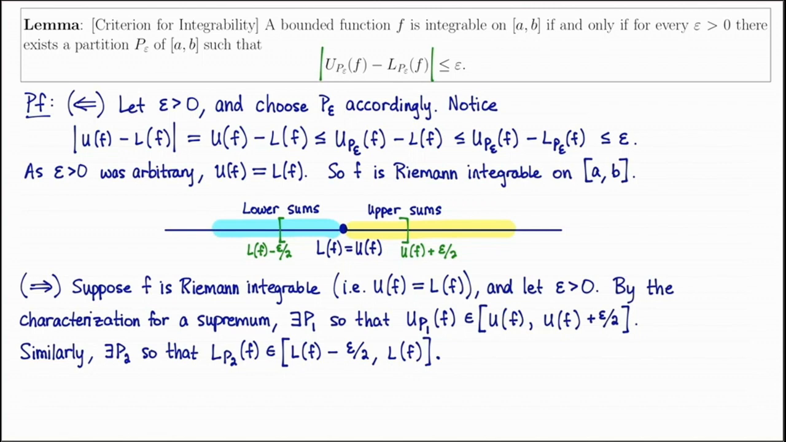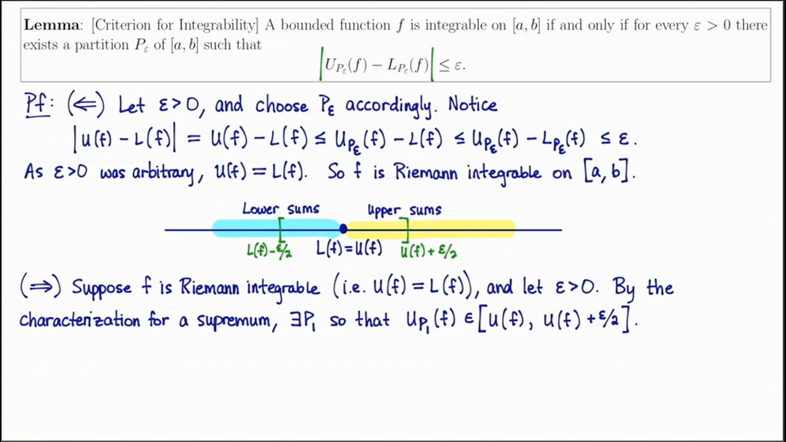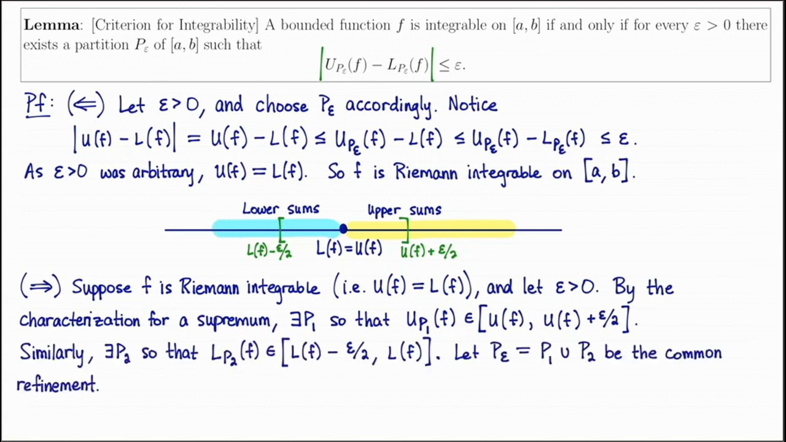We have two partitions and we're trying to get to one good partition. So let's take the common refinement. The partition that we want to name for our criterion for integrability is this p sub epsilon, and let's have it be the common refinement of these two partitions we've identified, p1 and p2. Now we need to show that the upper sum of f with respect to p epsilon minus the lower sum of f with respect to p epsilon is less than or equal to epsilon, but this is not too hard now because of what we've set up. So let's compute this number.